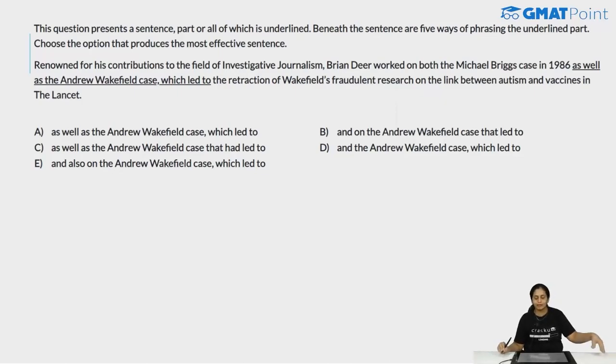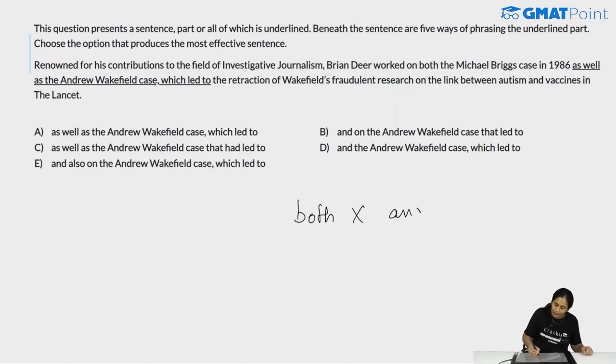So, essentially, he worked on two cases and it has been introduced as both the Michael Briggs case as well as the Andrew Wakefield case. The general format for using both is both X and Y. The format is not both X as well as Y. Both X as well as Y is incorrect usage. So, this current usage is incorrect because you should just say both X and Y. So, because of "as well as", options A and C are eliminated.